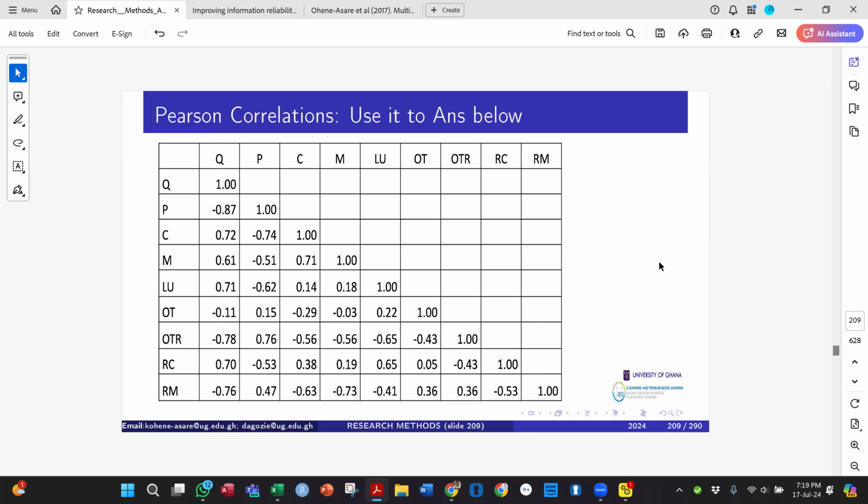What is the correlation between M and OT? No correlation? There is a correlation. You're looking at it from only one angle. Negative 0.003. That is it. Remember, guys, if you look at the thing from this angle, you will see nothing. But remember, that's the same thing from this angle. Correlation is always a mirror image. Now that you got a clue, what is the correlation between OTR and RM?